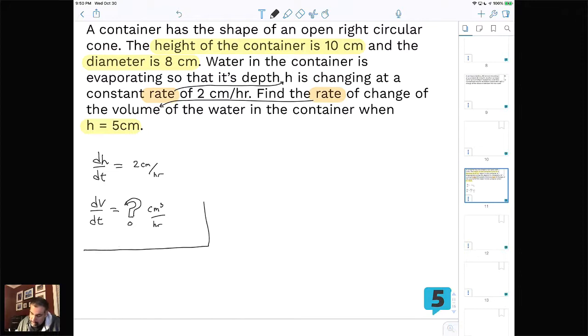From here, I really want to focus on my dependent variables. And I've got 2 rates. So I've got 2 dependent variables. V and H are our dependent variables. And now, do we have any other pieces of information that's important? Well, we do. This is where we know the height of the container is 10 centimeters. We know the diameter of the container is 8 centimeters.